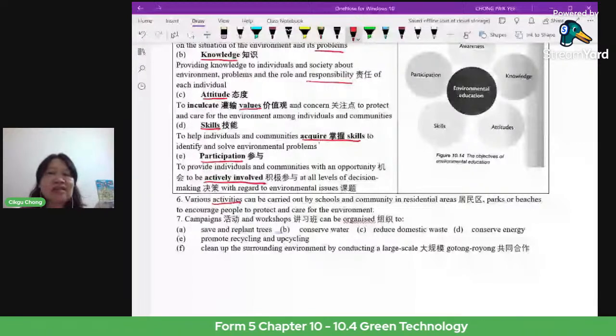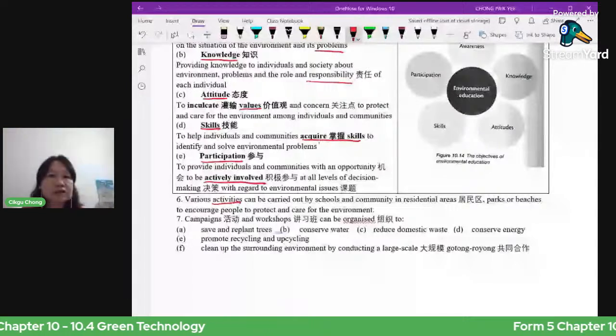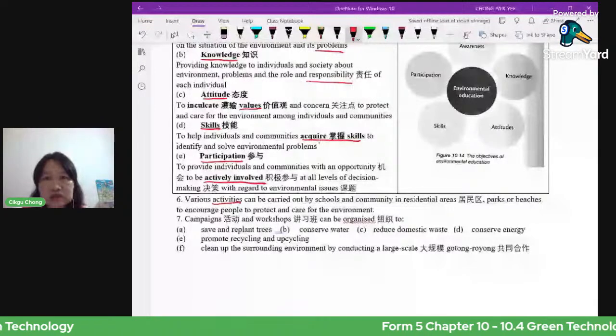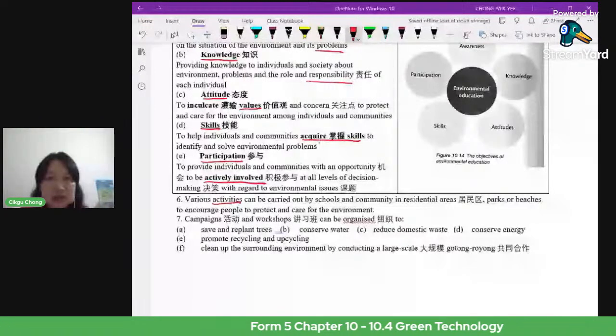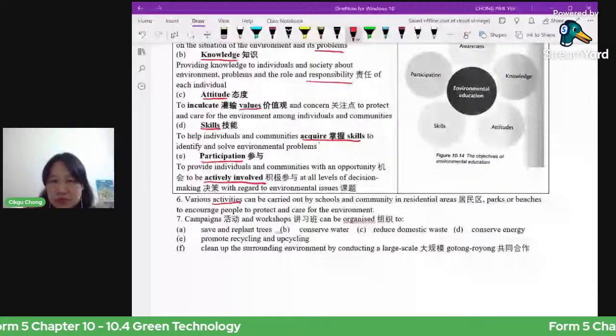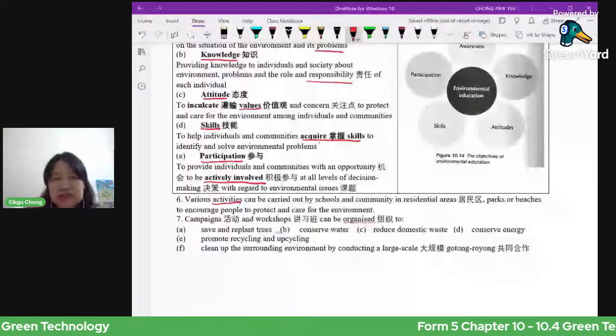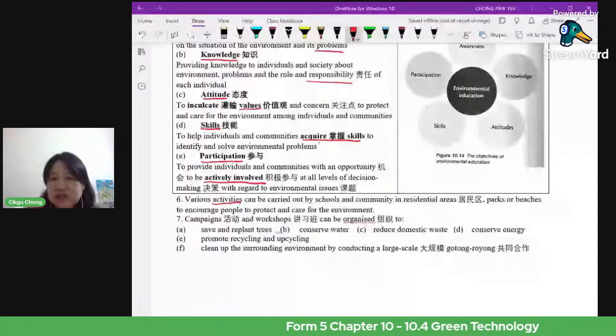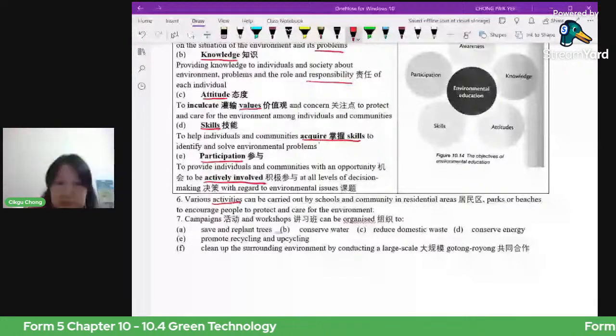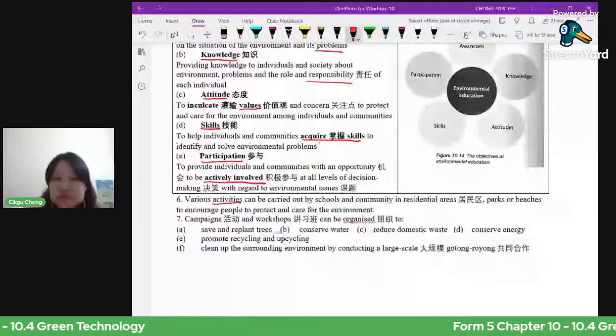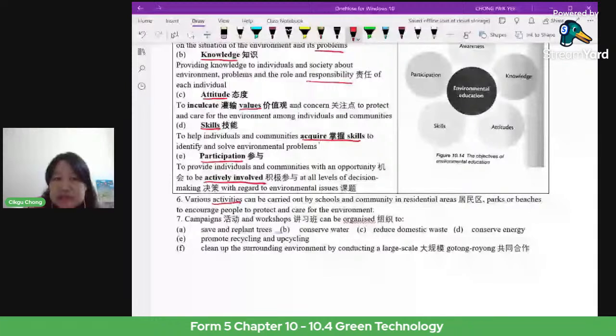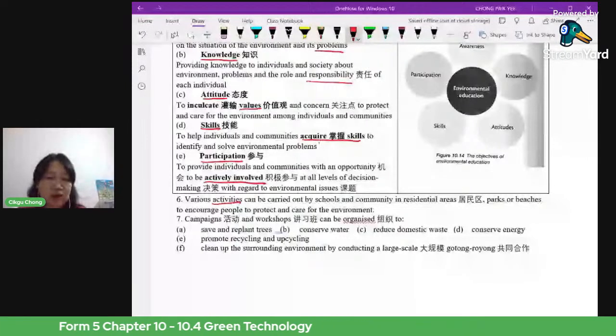You tell your parents what they may not know. You can't blame them because they may not have learned all this 20, 30, 40 years ago. But now you are able to learn something about it. Okay, so activities carried out: campaigns in the community, in the school, to encourage people to protect and care for the environment. You can organize workshops, say replanting trees, conserving water, reducing domestic waste, conserving energy. There are so many. In fact, all this is not even finished. This only gives you a certain idea.